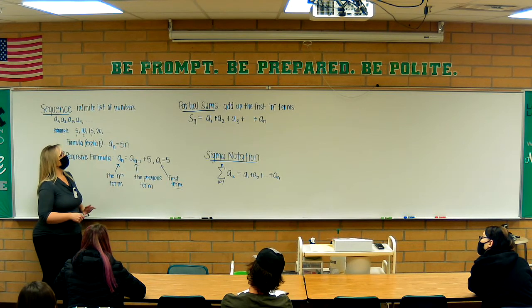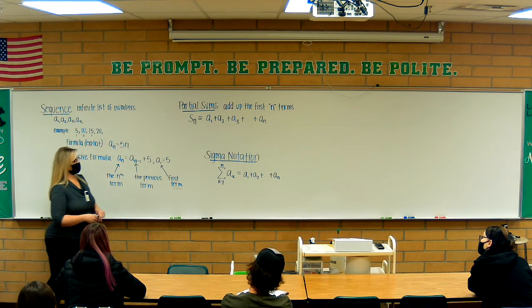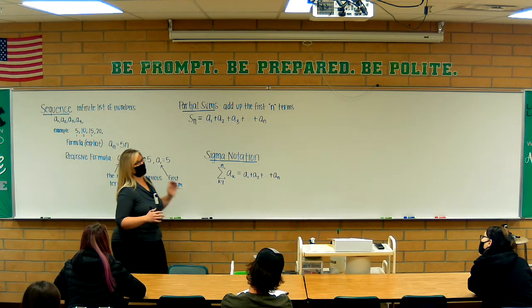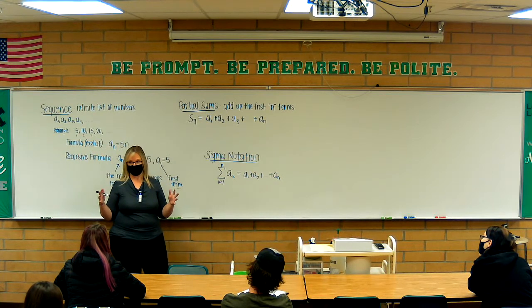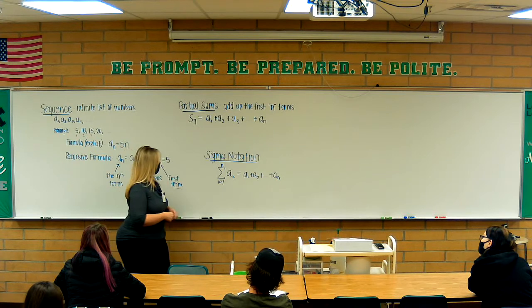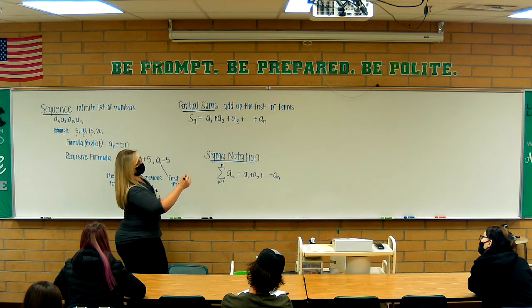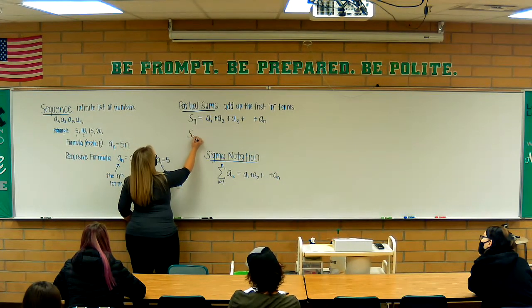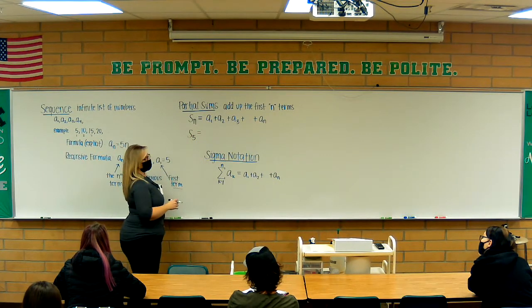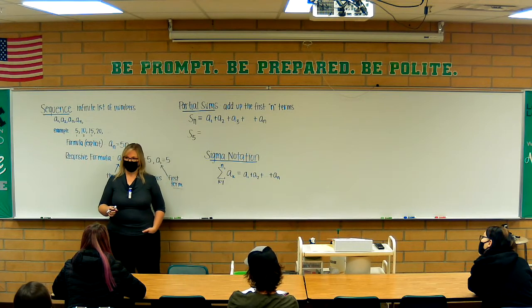Okay, partial sums. If I take a sequence and add up a certain number of the terms, that's called a partial sum. So for the example that we just had, can you find S5, or S sub 5? What would that be?